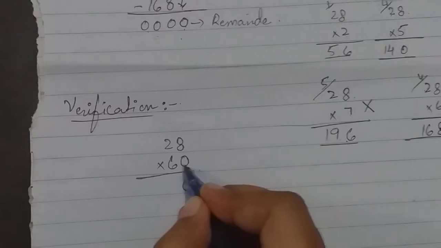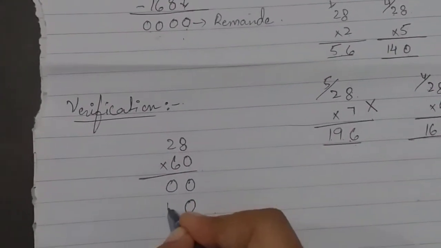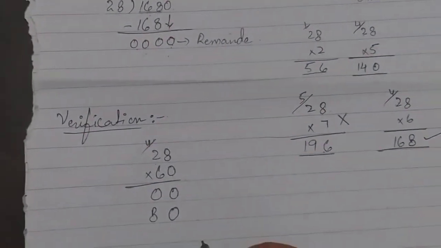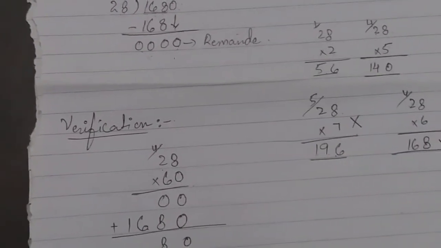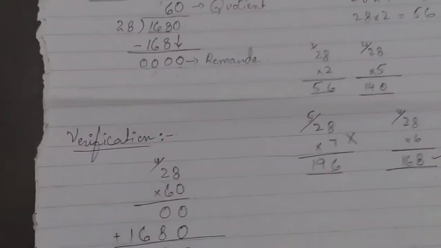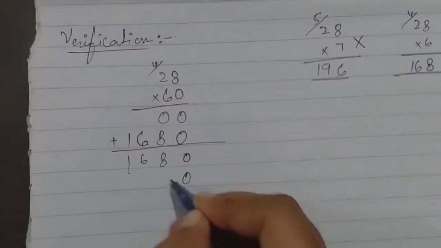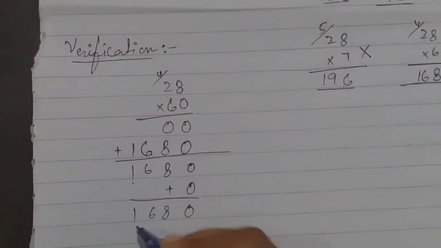Multiply: 0 8s are 0, 0 2s are 0, 6 8s are 48, 6 2s are 12, and 12 plus 4, 16. Now 0, 8, 6, 1. We have multiplied the divisor with the quotient. Now we will add the remainder. If we add the remainder, it becomes 0 plus 0, 0, 8, 6 and 1.